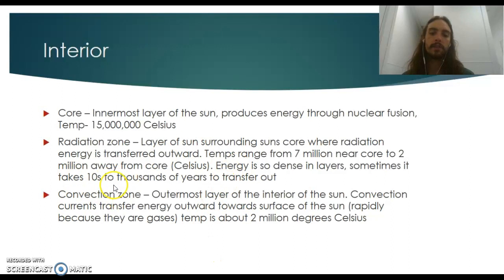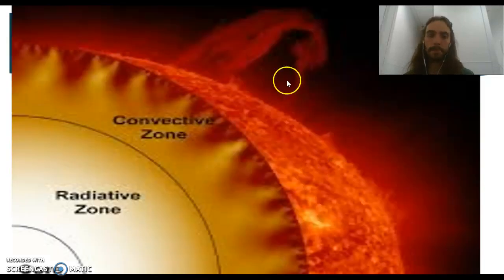Then we've got the convection zone right outside of the radiation zone, and that's the outermost layer of the interior of the sun. It's just convection currents transferring energy outwards towards the surface of the sun. If you remember convection currents, they go like this, and when you get to this part right here at the top, that's where energy is transferred outwards, and it creates a horizontal flow of energy at the top there. You should remember convection currents from Earth Science A. This is a much more rapid movement than the radiation zone because it's mostly gases in the convection zone. And the temperature is around 2 million degrees Celsius, which is still extremely hot.